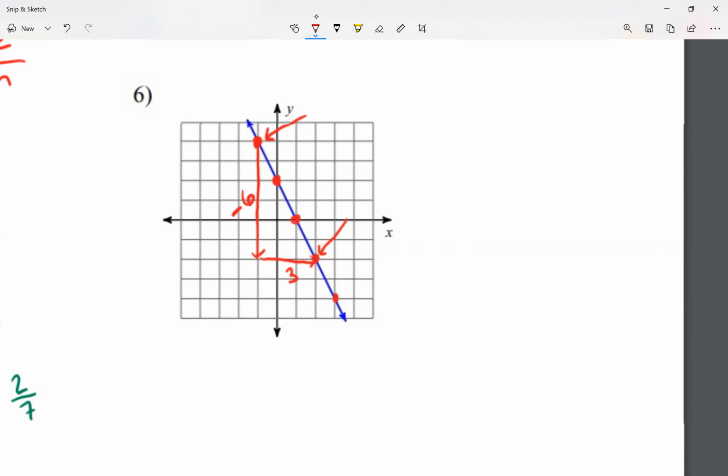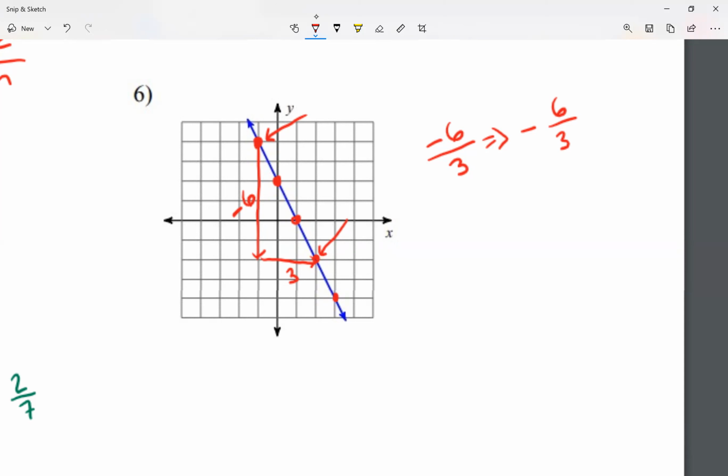Positive because I go to the right. So my slope right now is going to be -6 over 3. Now there's a negative sign, so this thing is going to become negative in my fraction, 6 over 3. Okay, so bring the negative sign to the front. It doesn't matter if the negative sign was on the top or the bottom.